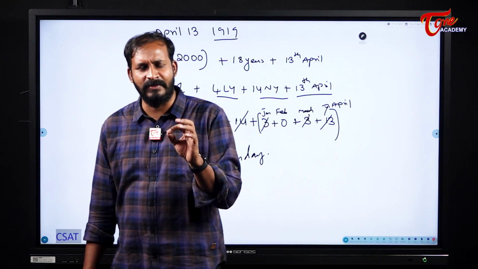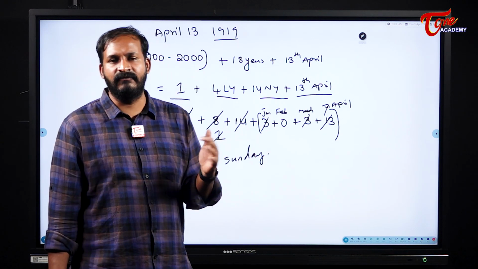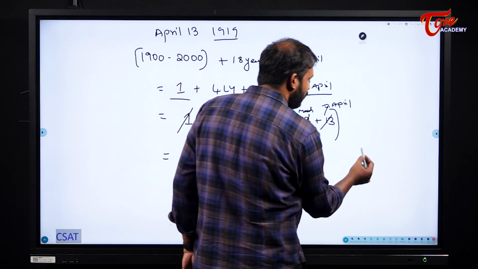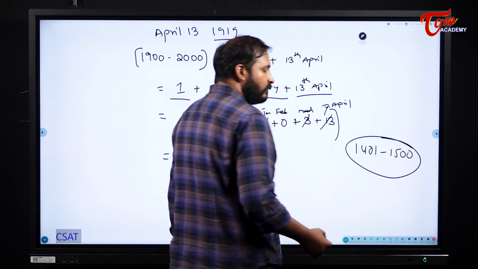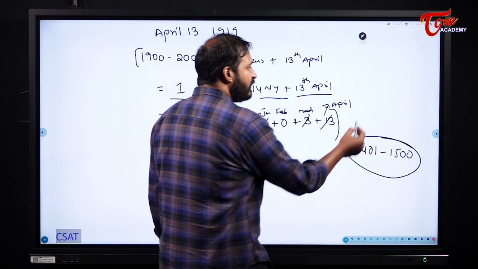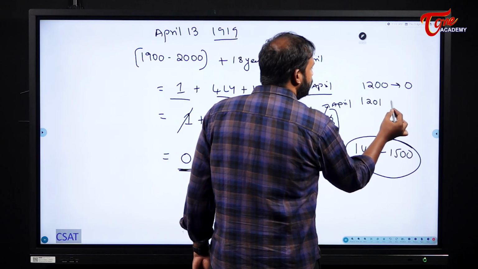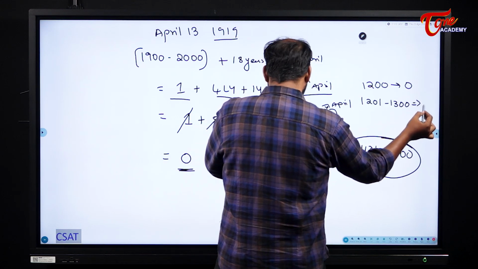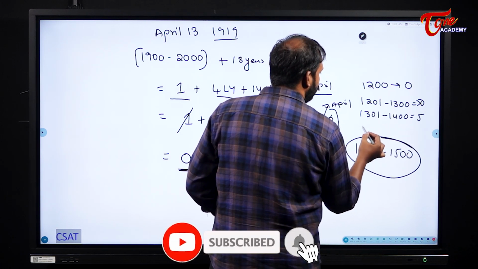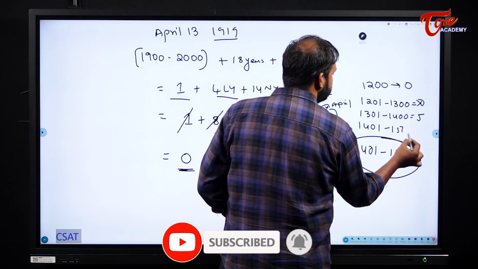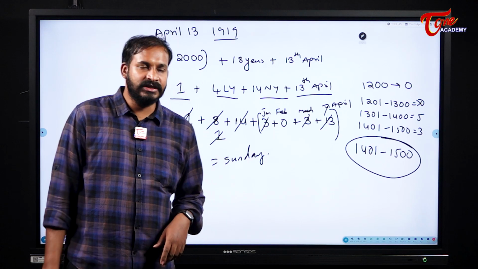The only thing you need to remember is the century codes 0, 5, 3, 1, and I told you how to remember that too. For example, if I suddenly ask you the century code for 1401 to 1500, you will check the nearest century leap year, that is 1200. For 1200 it becomes 0, so 1201 to 1300 the code is 0. From 1301 to 1400 the code becomes 5. From 1401 to 1500 the code becomes 3. Like this we are going to check. Okay students, understood?